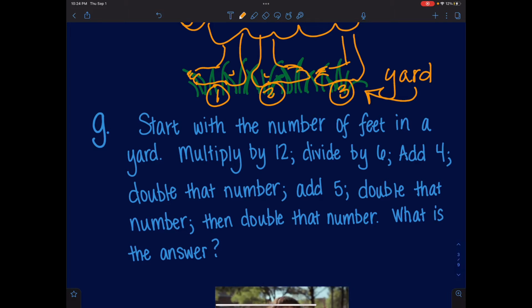All right, so start with the number of feet in a yard. Multiply by 12. Divide by 6. Add 4. Double that number. Add 5. Double that number. And then double that number. What is the answer?